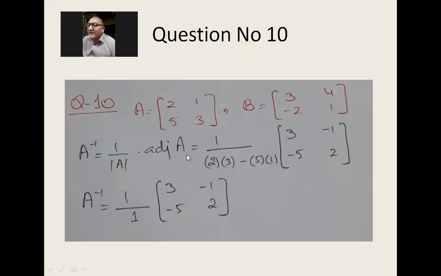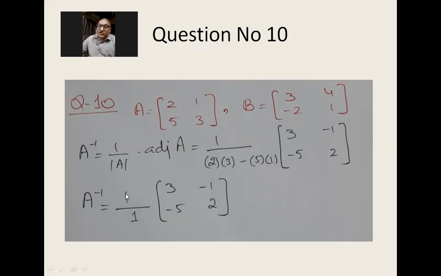Then you have adjoint A. In the adjoint A, we interchange the position of these two members, location of these two members. So 3 will come here, 2 will come here. And along this diagonal, we simply change the signs of these members. Whatever their signs are, just change them. So you will have 3, minus 1, minus 5, 2.